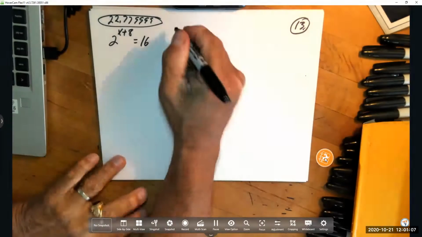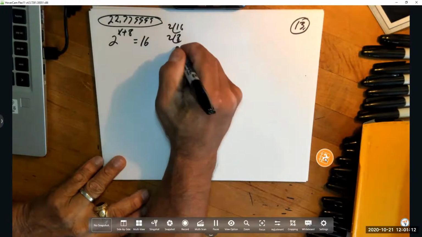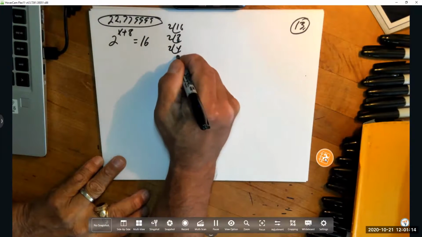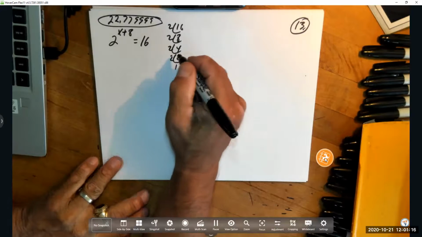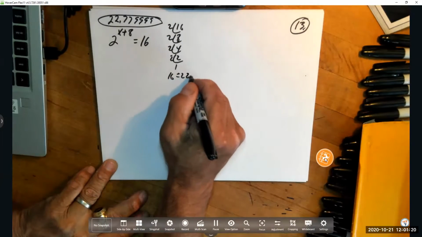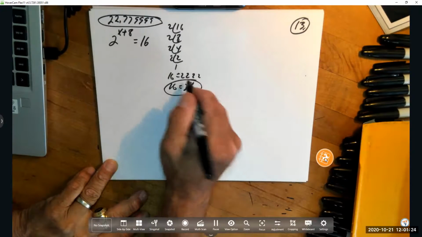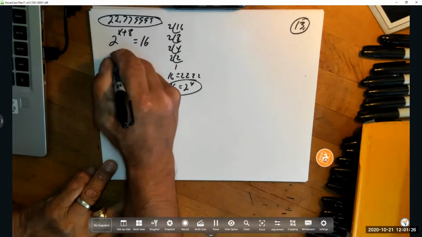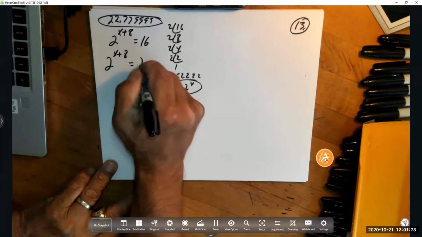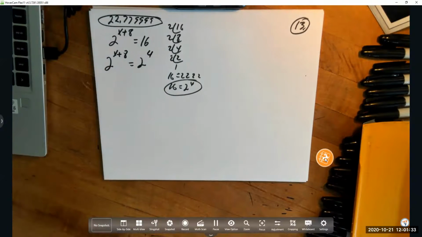All right, so 16. 2 divides 16, 8; 2 divides 8, 4; 2 divides 4, 2; 2 divides that, 1. So 1, 2, 3, 4. 16 is 2 to the 4 power. So this one is that one. Is that okay? 2 times 2 is 4, times 2 is 8, times 2 is 16.